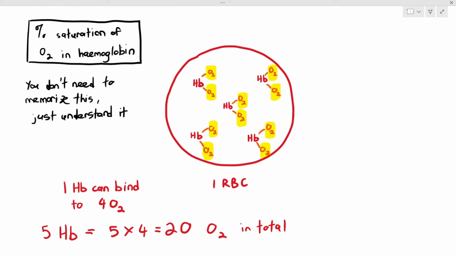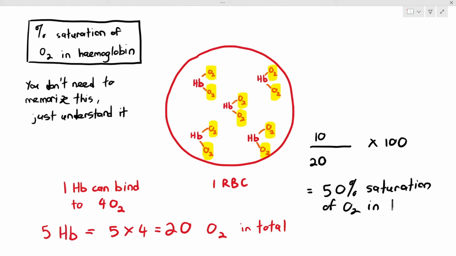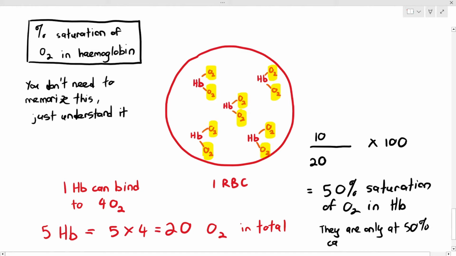So what is the percentage saturation? The percentage saturation equals the 10 oxygen molecules that it's carrying divided by 20, because that's the maximum that it can carry, multiplied by 100. And we will get a 50% saturation of oxygen in hemoglobin, which means that the hemoglobin molecules within the red blood cells are only 50%, or half, saturated. It is only carrying oxygen at 50% capacity, which means it has 50% more room to carry oxygen. That's what it means.